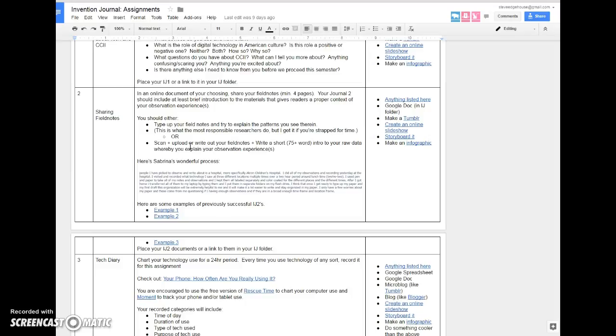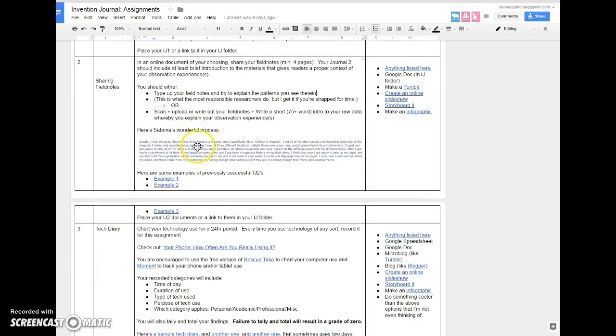So share your field notes. I have some examples. You have to type up your field notes. You can scan and upload your field notes as long as I can read them. And here are some examples of successful ones. I'll let you click through to those. But the minimum is 4 pages. I know when you're trying to game me, and is it going to be so bad for your Invention Journal grade? No, it's not. But it'll kind of come back to you in a karmic kind of way when it's time to grade your essay.